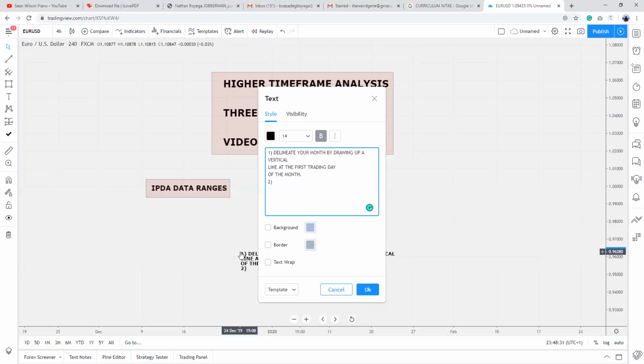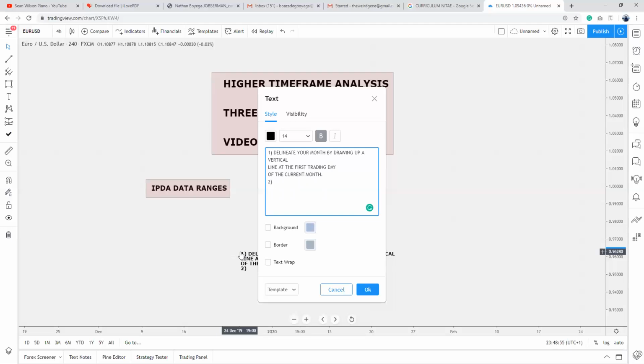All right, so let's recap again. The first thing you're going to do is delineate your month by drawing up a vertical line at the first trading day of your current month. Sorry, I messed this all up. So sorry, guys. You're going to delineate your charts by drawing up a vertical line at the first trading day of the current month.